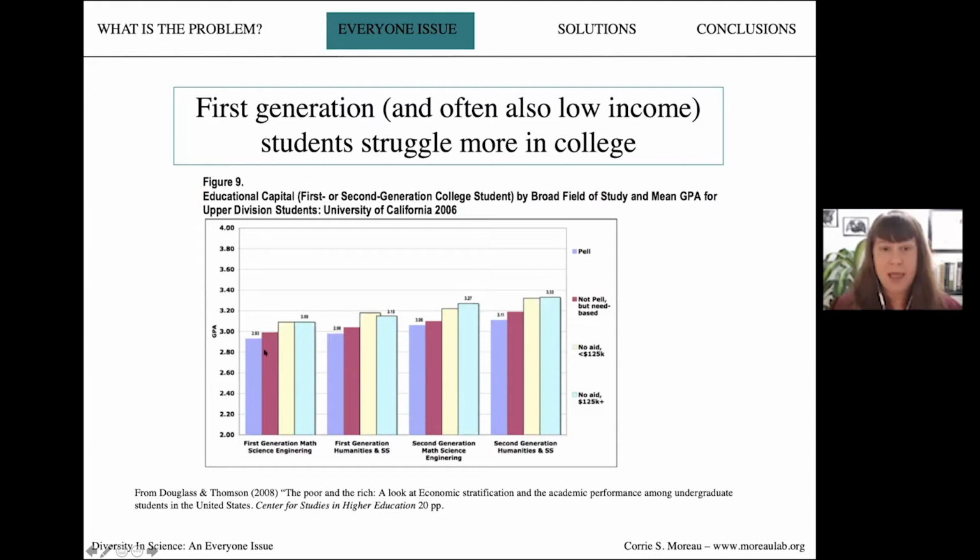The first set of bars is in the science and engineering fields, and the next is in humanities and social sciences. But the thing that surprised me the most is that in the next two sets of bars, second generation students also still carry this legacy and are not performing as well in both STEM and the humanities. This suggests that we really need to be aware that some of these underrepresented traits, which are not visible, so you can't look at someone and know whether they're first generation or low income, still have ramifications on their ability to succeed.